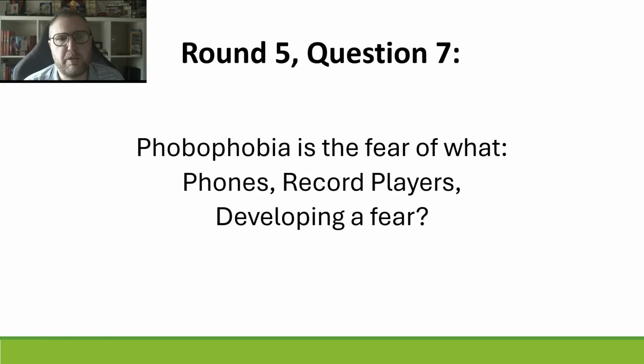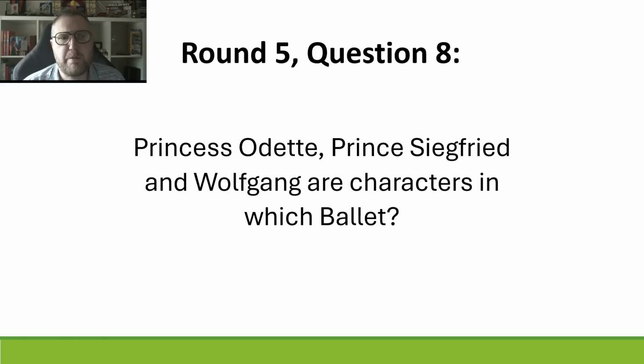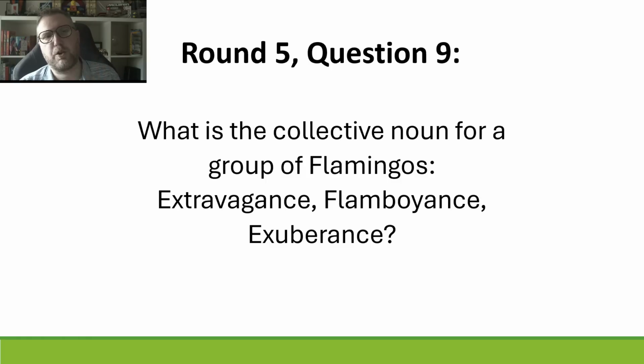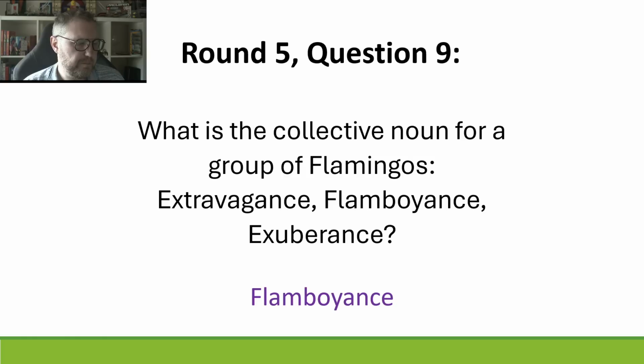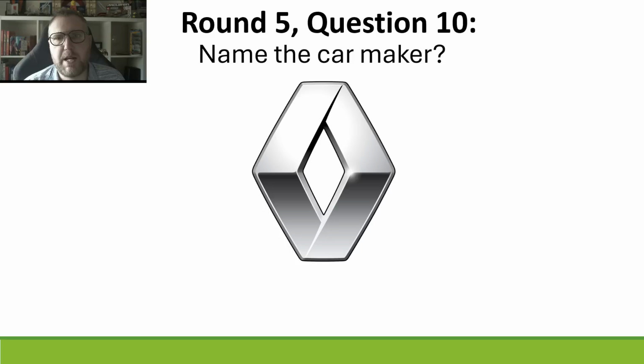Number 7, phobophobia is the fear of developing a fear. So phobophobia is basically a fear of a fear. Or fear of becoming fearful. Number 8, Princess Odette, Prince Siegfried and Wolfgang are characters in Swan Lake. Number 9, what is the collective noun for a group of flamingos? It is a flamboyance. And finally, number 10, name the car maker. That is Renault.